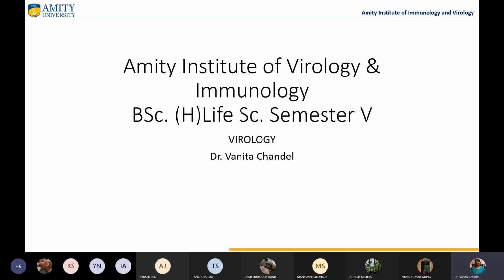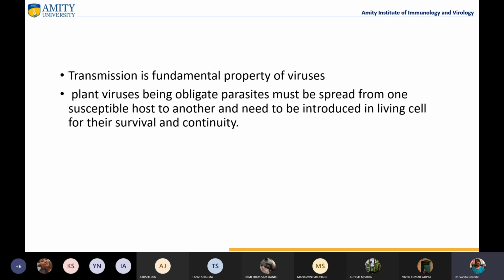I'm going to discuss in detail these terms, how different insect vectors transmit viruses in plants, right? They are transmitted by aphids, beetles, thrips, nematodes, fungi. All these are vectors of plant viruses, right? Transmission is important for viruses to survive and to maintain their kind. This is how they maintain and multiply themselves. So it is definitely a fundamental property.